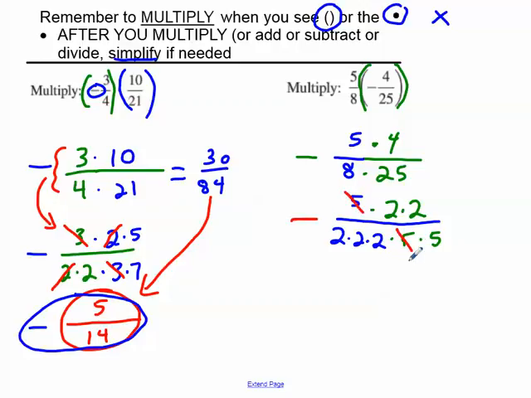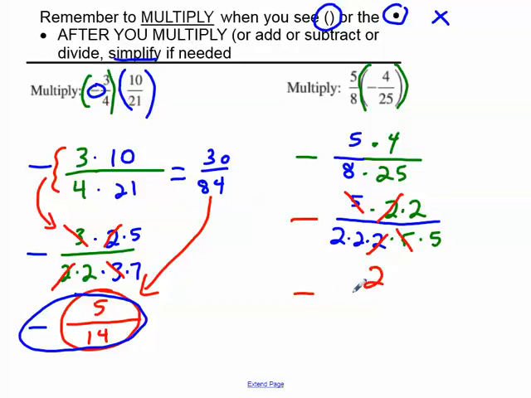5 divided by 5 is 1. Those factors, or that factor pair in the numerator and denominator, cancel out, factor out, reduce, simplify, same idea. 2 divided by 2 is 1. It kind of goes away. You can call it 1 times our remaining fraction, but it doesn't help us a whole lot, so we just factor out that 1.